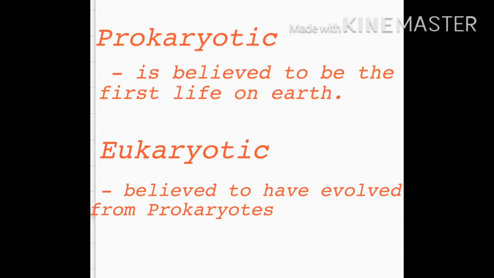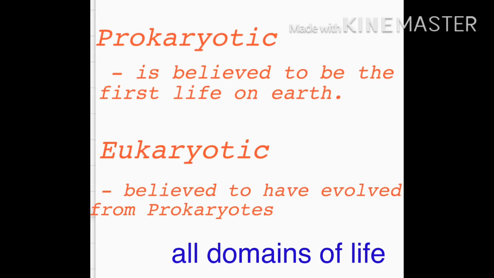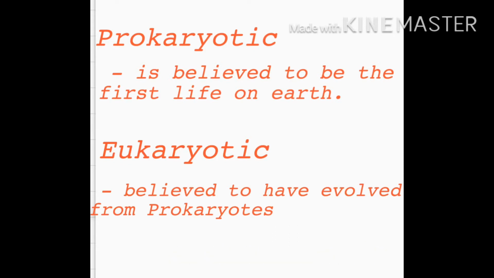Prokaryotic cell or the prokaryotes is believed to be the first life on Earth, and itong si eukaryotic cell naman or eukaryotes believed to have evolved from prokaryotes. So the first life on Earth talaga o unang nag-exist na life dito sa Earth is the prokaryotic cell. So ano ba to? Ano ba to si prokaryotic at eukaryotic? Bakit kailangan natin silang i-differentiate? Kasi all domains of life here on Earth, iisa lang yung origin nila. It could be prokaryotic and eukaryotic.